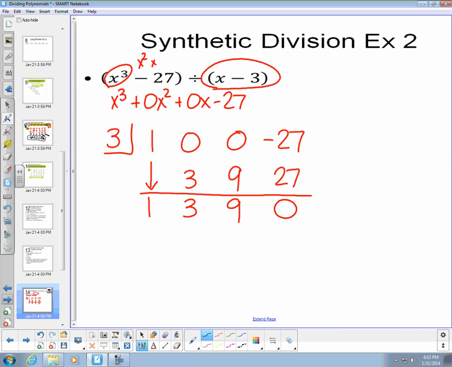Okay, now to put our x's back in, if I started with x to the third, I need to drop my exponent by 1. So it's x squared, x, constant, and the last number is always our remainder. So this time our remainder is 0. We won't need the fraction at the end. And the answer should be x squared plus 3x plus 9.